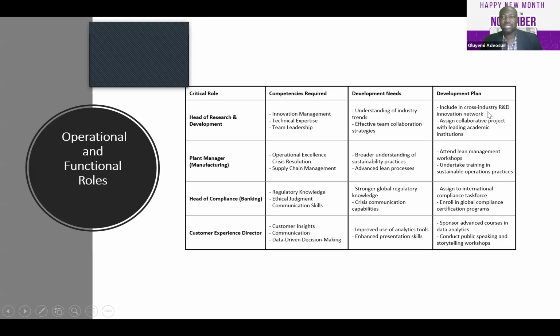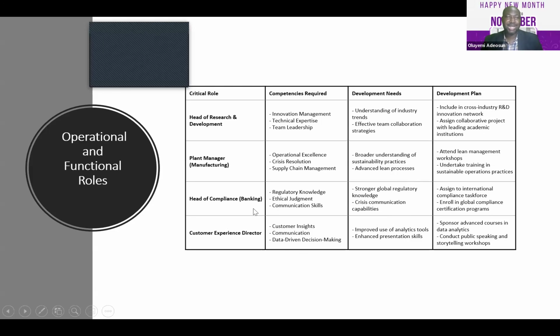Why do we need R&D innovation network? So that this person can get insight industry-wide. The second development plan here is assign collaborative projects with leading academic institutions. You can see you are trying to build a plan.